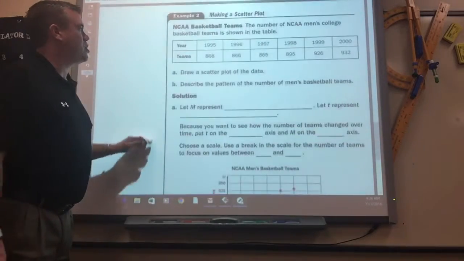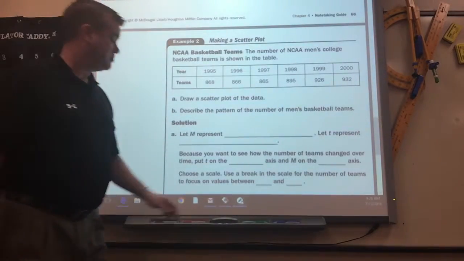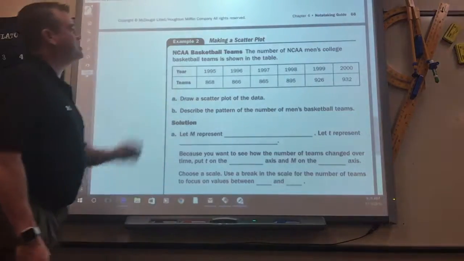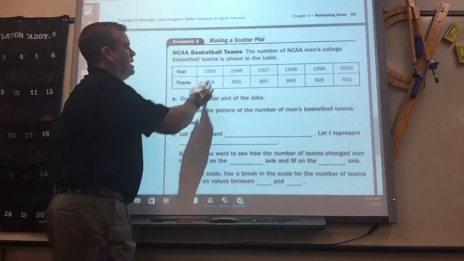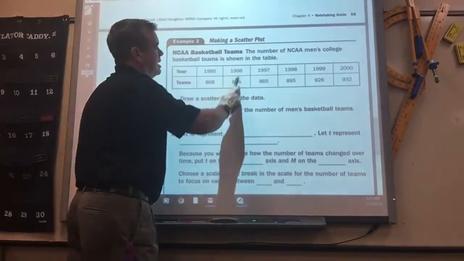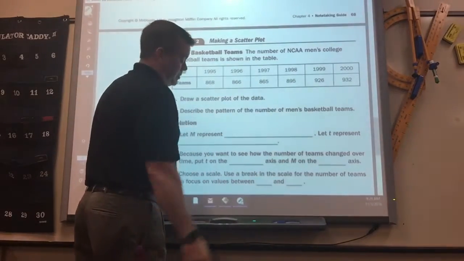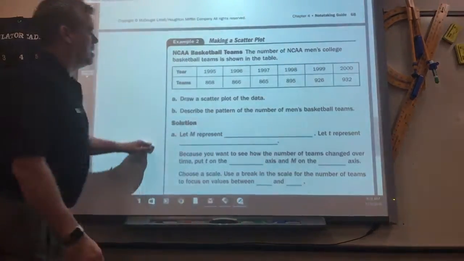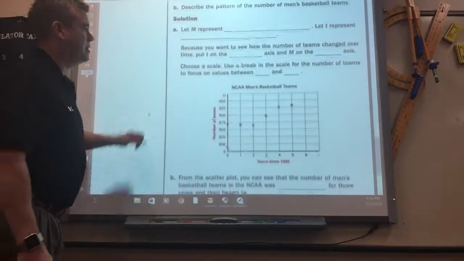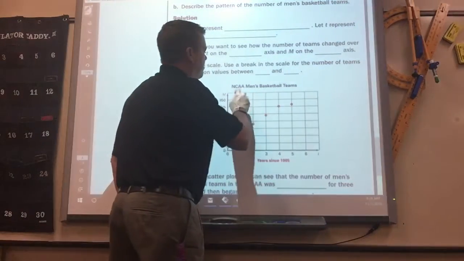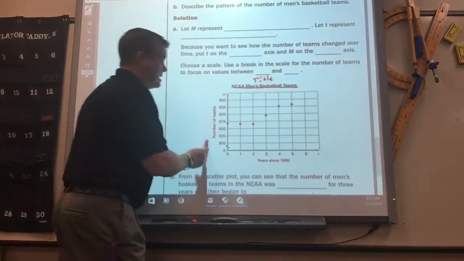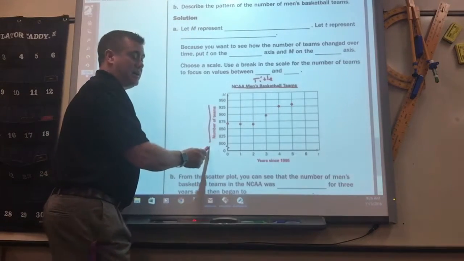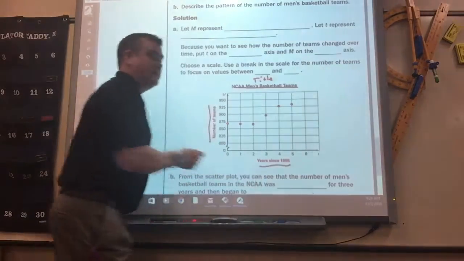Okay. So making a scatter plot. Here we've got NCAA basketball teams. The number of teams is shown. In 95, there was this many, 96, 97, and so on. So to make a scatter plot, they did it already. Again, you need to have a title. You need to label this side, and you need to label this side.